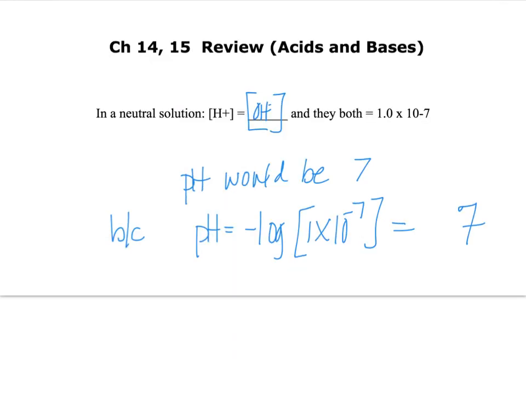So we just said this on the last slide. In a neutral solution, the hydrogen concentration equals the hydroxide concentration. And at this point, in a neutral solution, they are both equal to 1 times 10 to the negative 7. So the pH would be 7, because if we took the negative log of that concentration, we actually get 7. So that is why that is the case.